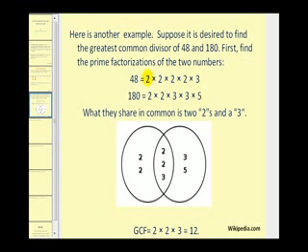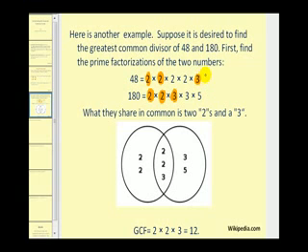So we can see if we look at the factors of 2, this has 4 factors of 2 and this has 2 factors of 2. They have 2 factors of 2 in common. Let's go ahead and highlight those. And notice they also share a factor of 3 in common. So 2 times 2 times 3 is the greatest common factor.